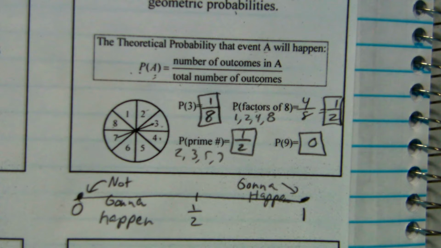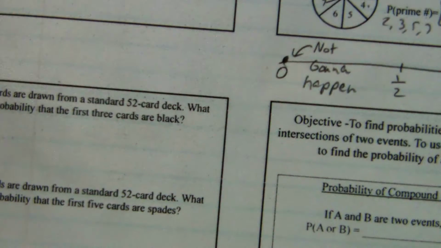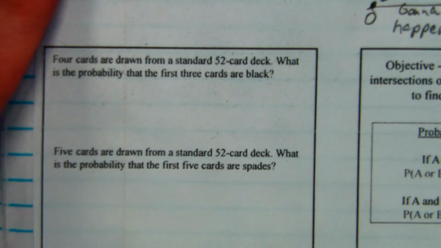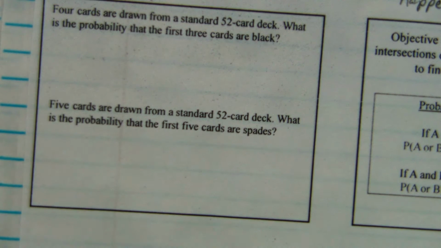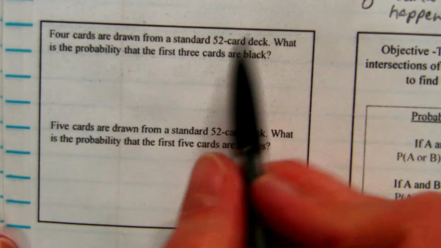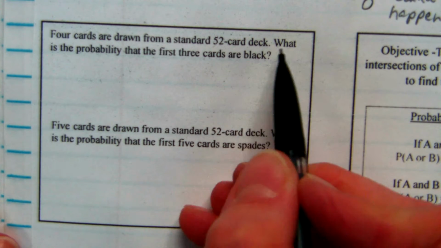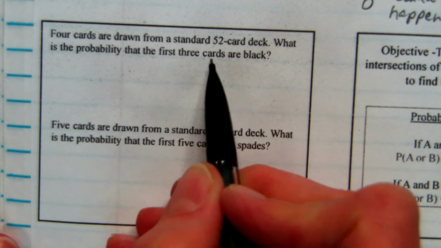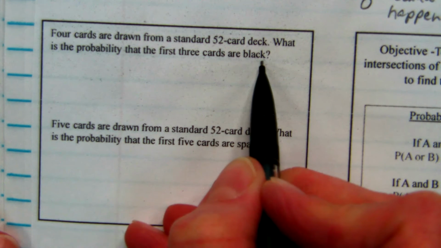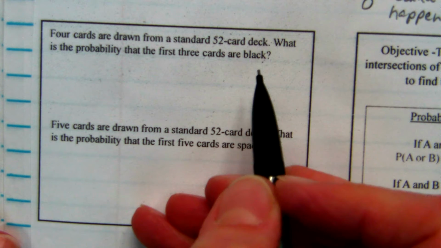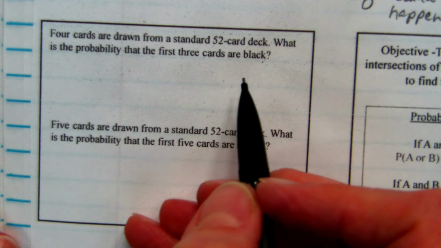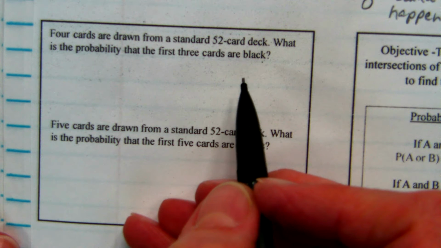All right, so now we're going to jump into the more high school part of this, where it's going to use some of our combinations stuff. So it says 4 cards are drawn from a standard 52-card deck. What is the probability that the first 3 cards are black? Okay? So the first thing that we need to know is how many black cards are in a deck.